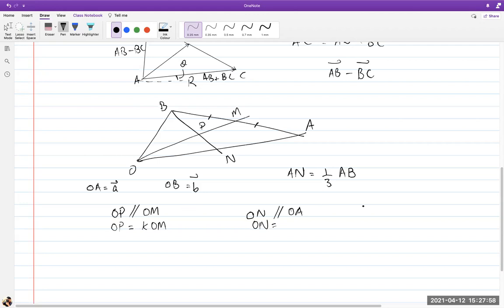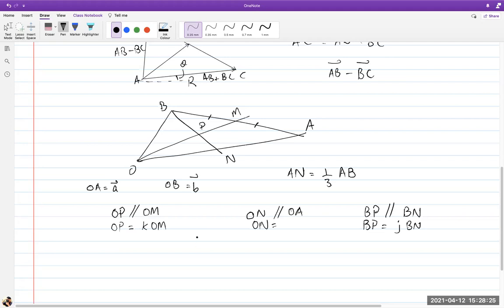ठीक है, हम कह सकते हैं, हम उसको लिख लेते हैं BP is parallel to BN और हम उसको कहते हैं that BP is equal to J BN. ठीक है, क्योंकि वो KOM है तो ये parallel to BA. BM is parallel to BA. Yes, we can say that.